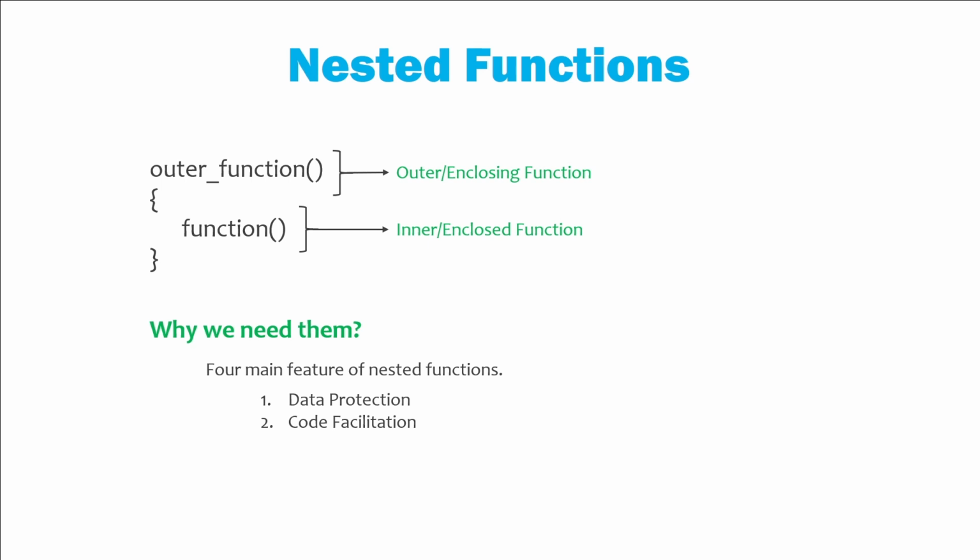Let's suppose you have a function, and inside that function you need to repeat 5 or 6 statements again and again. Instead of writing them again and again, just define all of these statements in an inner function and then just call that inner function inside that enclosing function. This is called code facilitation, and we will talk about it in the upcoming lectures.